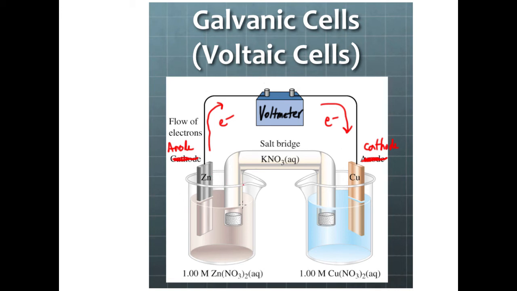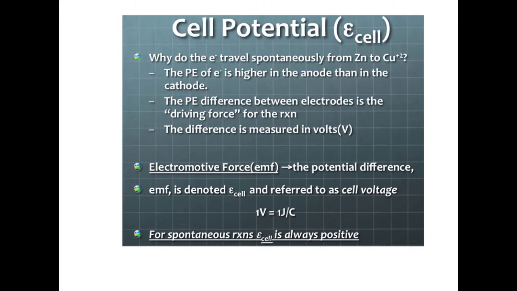So how do I know that? Because I know that the zinc solid is going to lose electrons, and what's going to happen is zinc ions are going to go into solution. I'll show you that in just a second. All right, so the idea here is that for a battery to work, especially for it to be spontaneous, the zinc is going to lose electrons to the copper ions.